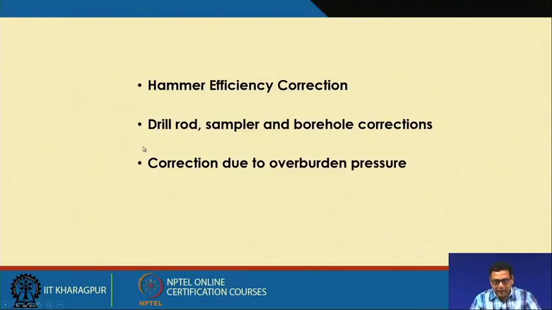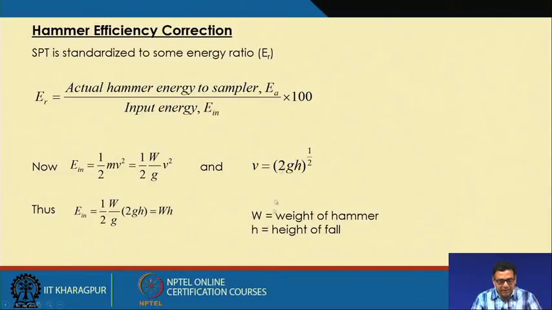This is the measured N value, and these are the 4 other correction factors. These 4 other correction factors are hammer efficiency correction, drill rod, sampler and borehole corrections, in addition to the correction due to overburden pressure that we have already explained. Now, what is the hammer efficiency correction, and why is it required? Because here we are applying a standard hammer to conduct the SPT.